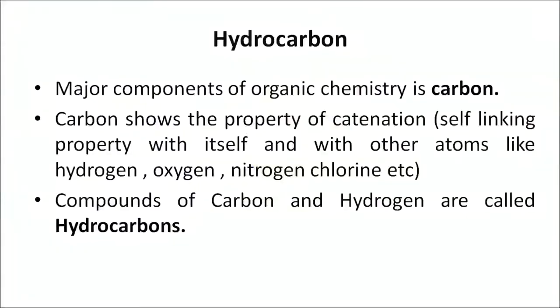Let us learn what a hydrocarbon is. First of all, we should know the major component of organic chemistry, which is carbon. Why is it so? Because carbon shows a versatile nature. Carbon has the property of catenation, that is, self-linking with itself and with other atoms like hydrogen, oxygen, nitrogen, chlorine, etc. Compounds of carbon and hydrogen are called hydrocarbons. One more important property of carbon is tetravalency.